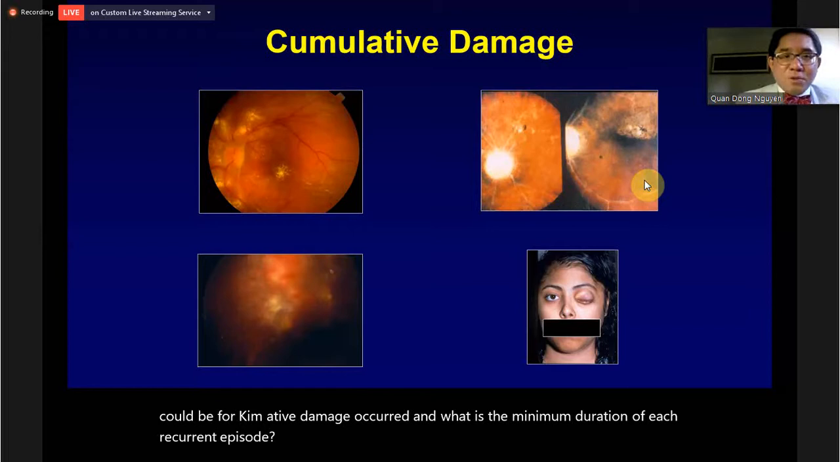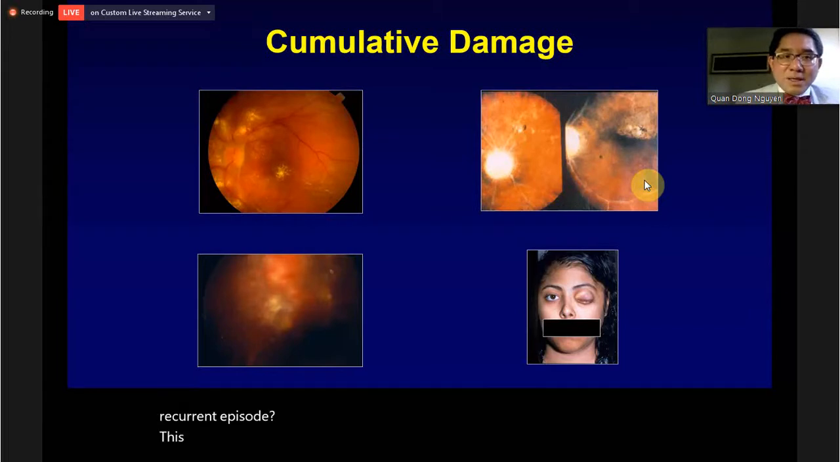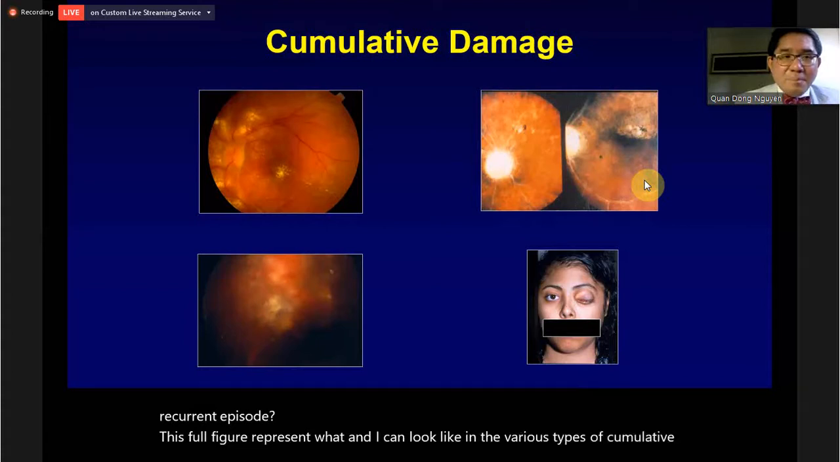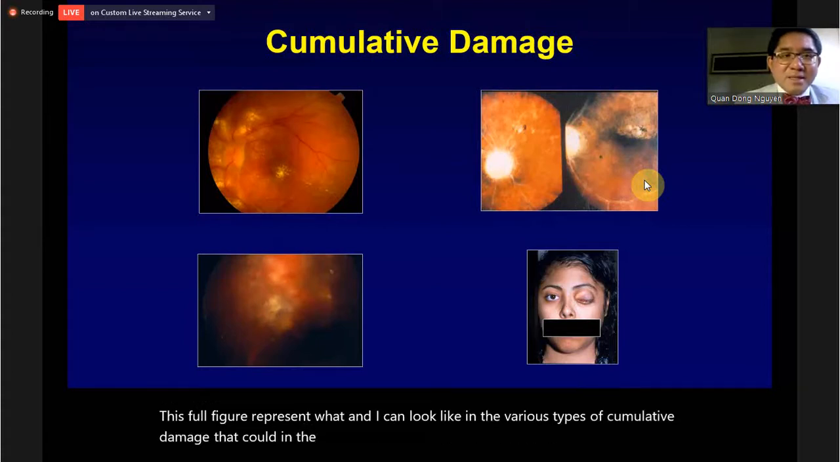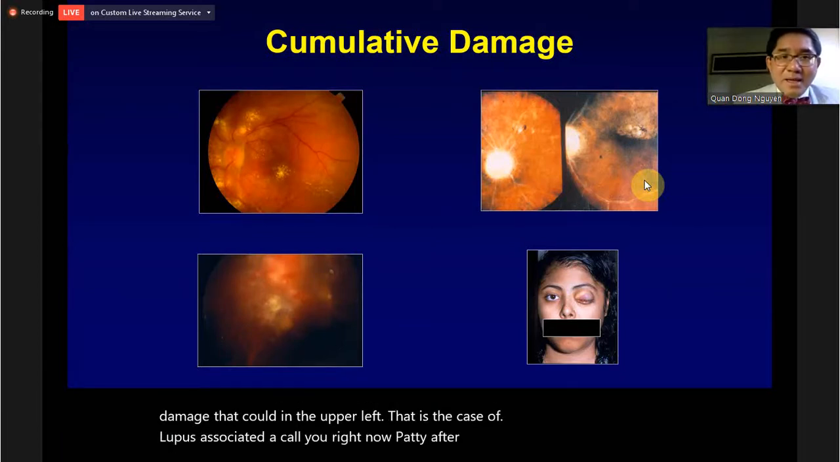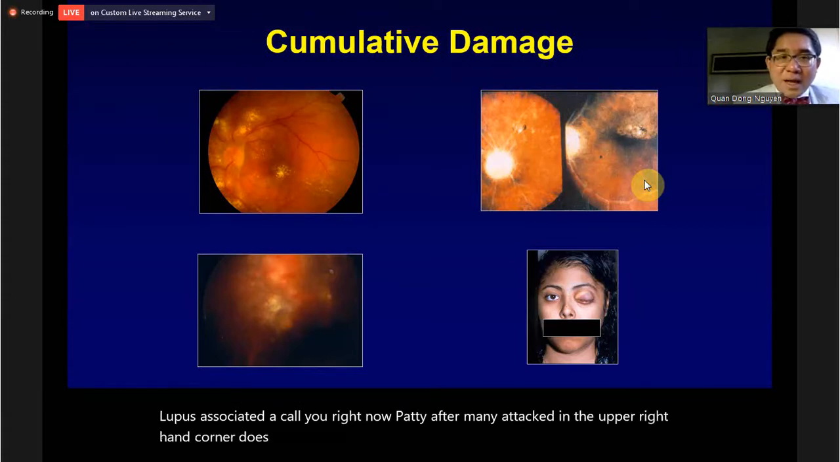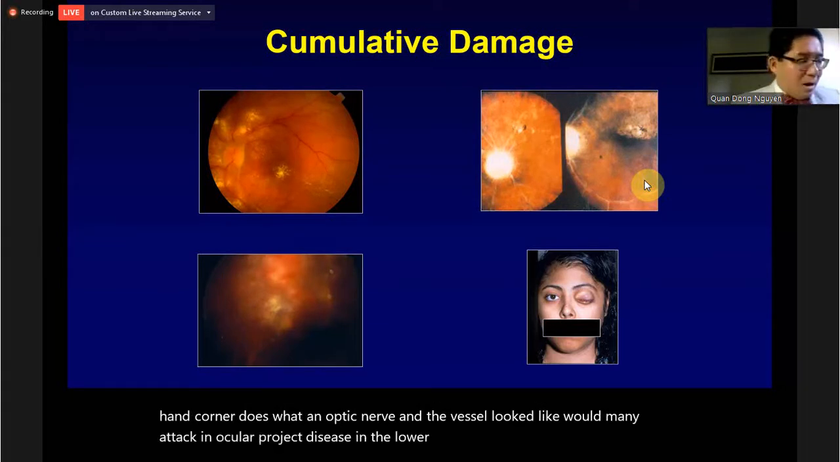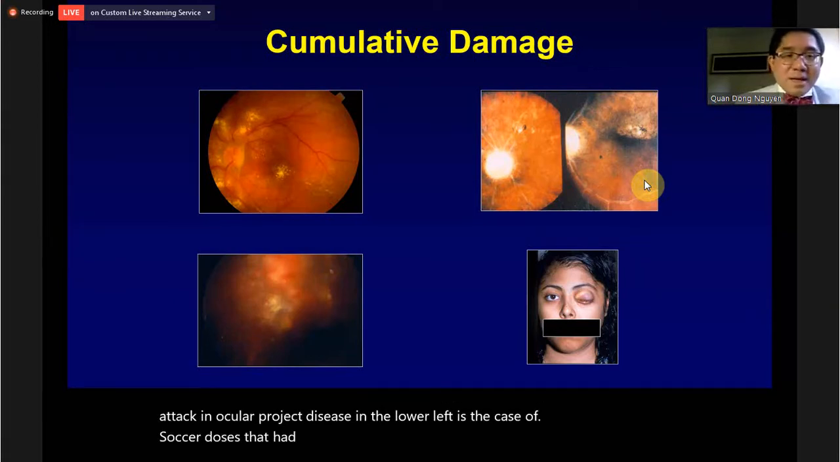This figure represents what an eye can look like in the various types of cumulative damage that occurred. In the upper left, that is the case of lupus-associated chorioretinopathy after multiple attacks. In the upper right-hand corner, that's what an optic nerve and the vessels look like with many attacks in ocular Behçet disease. In the lower left is the case of sarcoidosis that has had multiple recurrent attacks.